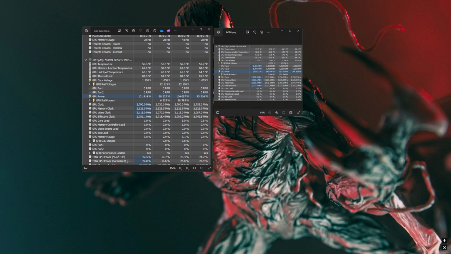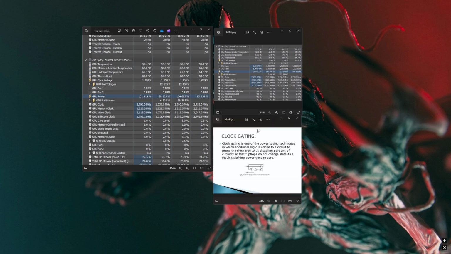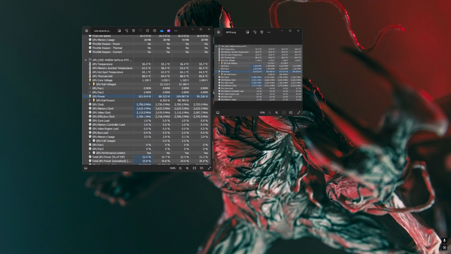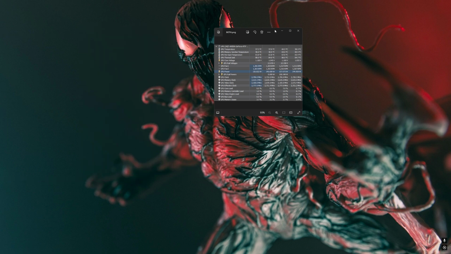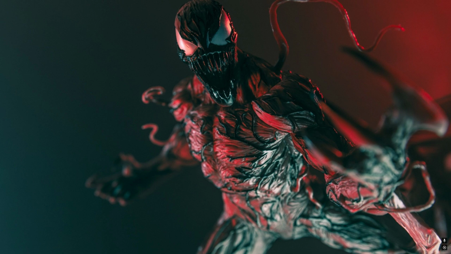So what that means is that essentially this is a form of what's known as power gating or clock gating. Now, what is power gating and clock gating? Well, it's essentially a form of power saving, as we've seen in that description. And here's a fun way from a technical standpoint as to what it is. It's one of the power saving techniques in which additional logic is added to a circuit to prune the clock tree, thus disabling portions of the circuitry that flip-flop, not change state. As a result, power saving goes to zero. And so that's essentially why this is enabled, because it disables certain parts of the graphics card that you're not actually using. But the problem is that the graphics card can be dynamically changing what it's using all the time. And so that's why disabling this raises the idle power consumption by almost 50%, from 100 watts to 150. And so with that being said, that's the reason why it's so powerful.